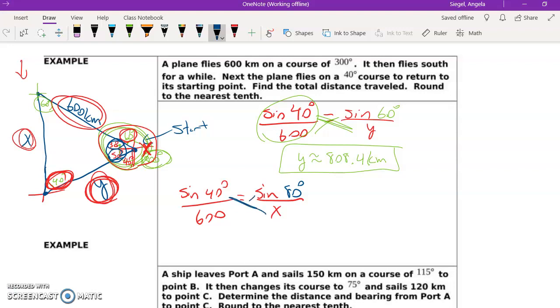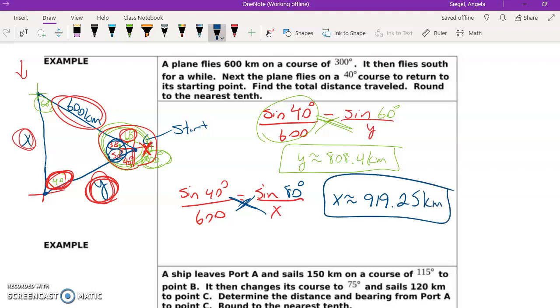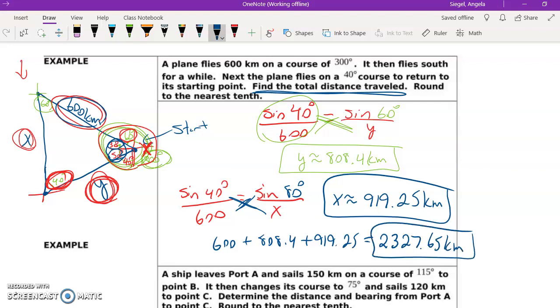Okay, so then we're going to cross multiply, and you should get x is about 919.25 kilometers. Okay, and so let's go back and make sure we're answering the question. It says find the total distance traveled. So we already had the 600. We're going to add the 808.4, and we're going to add the 919.25. And we end up getting about 2,327.65 kilometers for our final answer.